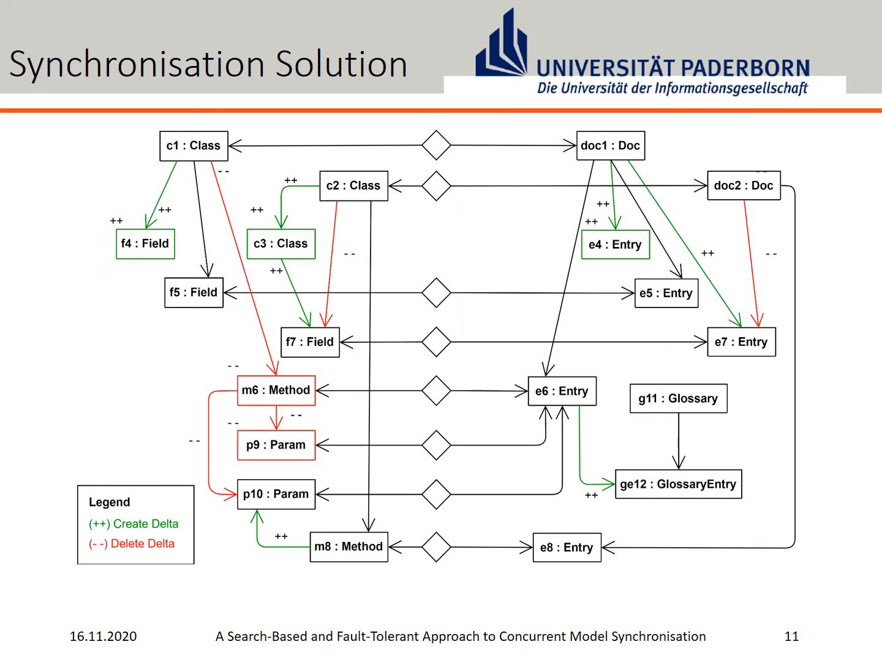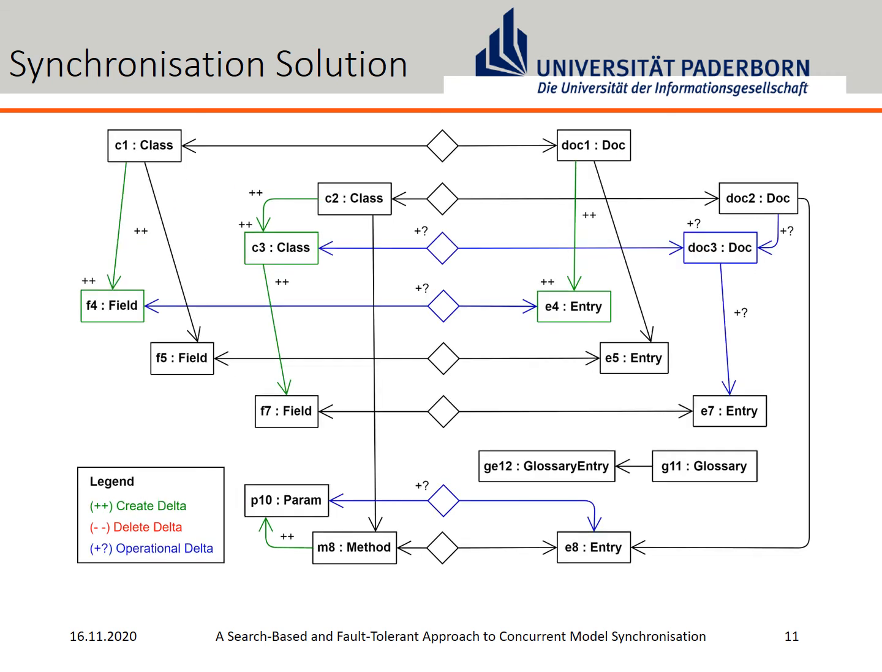To wrap up, I will present the synchronization solution for the running example now, with the parameter choice of alpha equal to -5, beta equal to 5, and gamma equal to -1. The solution can be seen on the slide now. In more detail, the following changes were applied. Class C3 was translated to a new document doc3. The field F4 and the entry E4 were linked via a correspondence.